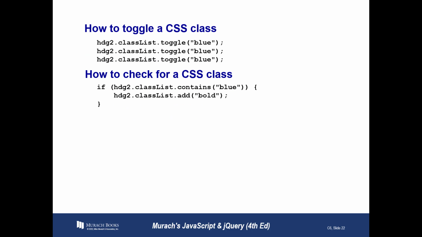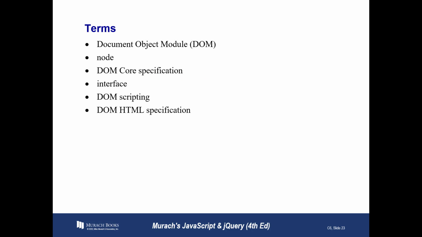You can toggle classes, and a toggle is just like a light switch. If it's off, you turn it on. If it's on, you turn it off. You can check for the presence or absence of something.